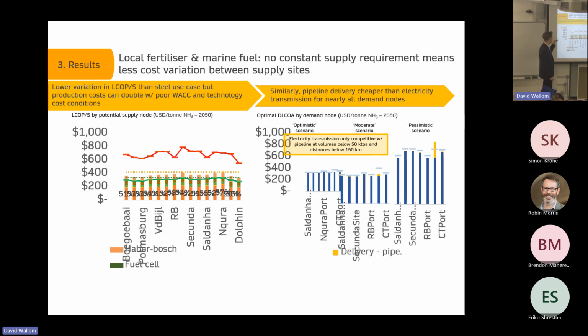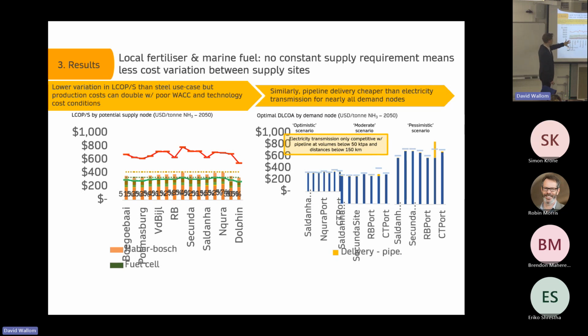So what you'll notice here is that it's a much smaller difference between the different sites, and that's because when it came to the green ammonia applications, you didn't have that consistent hourly requirement. And so that essentially meant that you didn't require as much storage, so you didn't have a significant storage cost, but also it means that the differences in capacity factors between different sites become a lot less important.